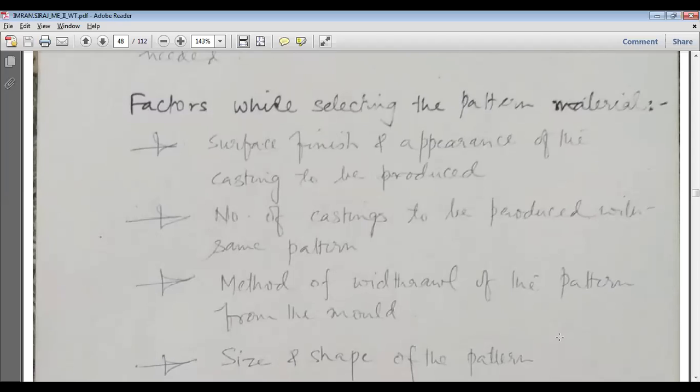Size and shape of the pattern is also a big cause. If complicated shapes and big sizes are there, we will have to take metals and we will have to make the pattern in multiple pieces. Otherwise, if the shape is simple, not complicated, a straight shape, and the size is not giant, a normal size, then we can take wood or plastics or wax.